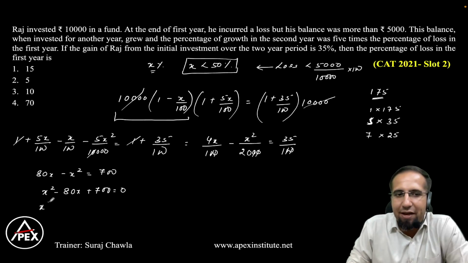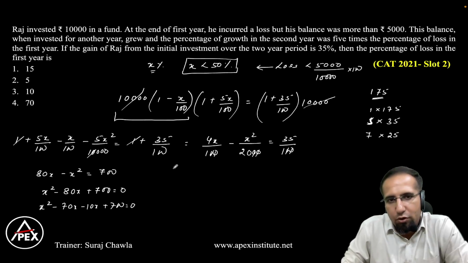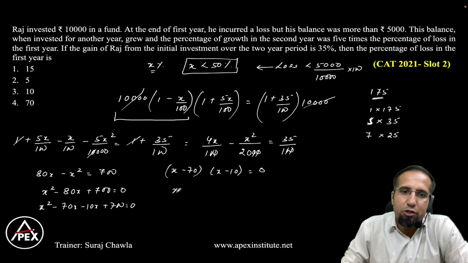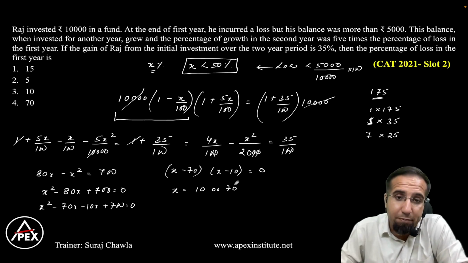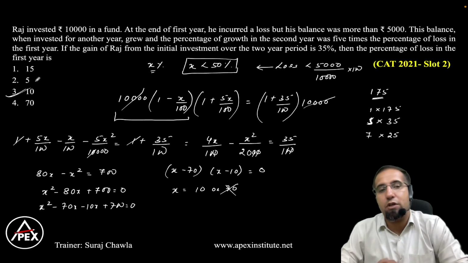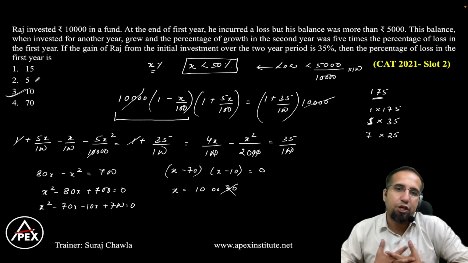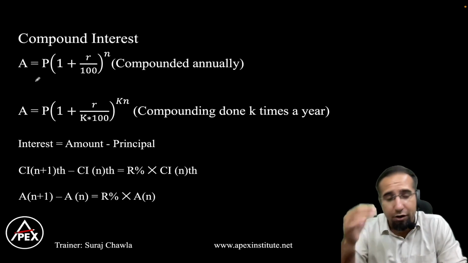So this can be written with 70 and 10, that is x square minus 70x minus 10x plus 700 is equal to 0. So we have x minus 70 into x minus 10 is equal to 0. So what is the possible value of x? Either 10 or 70. Now we already discussed that the value of x should be less than 50%. That means 70 will not work, and therefore the percentage of loss in the first year is going to be 10%. Clear? So that should be your final answer. So just a bit of calculation that we have to be a little careful about.